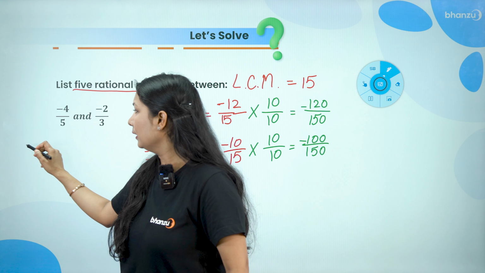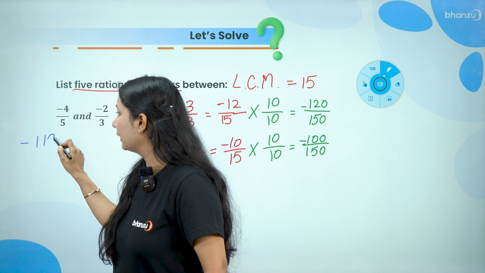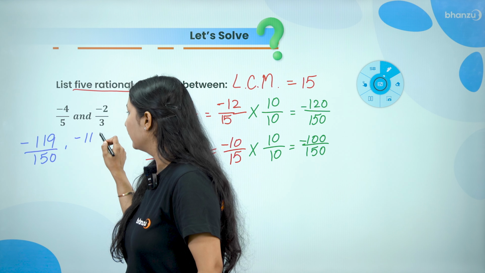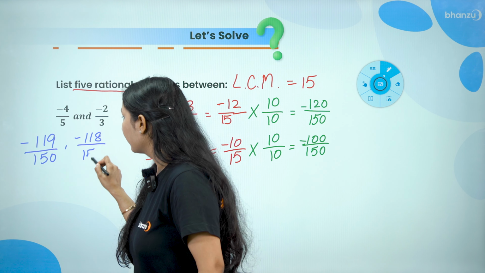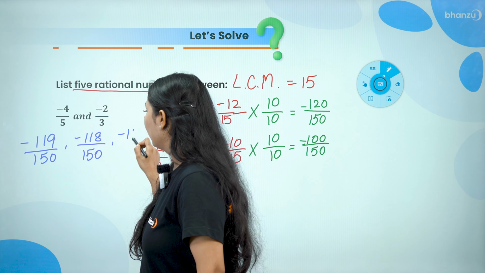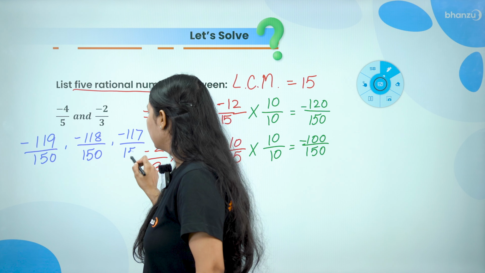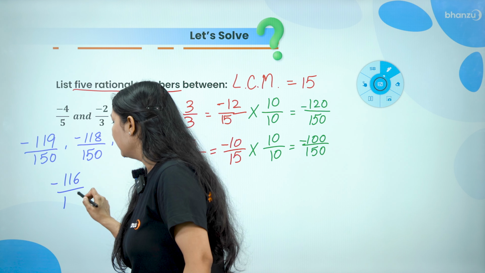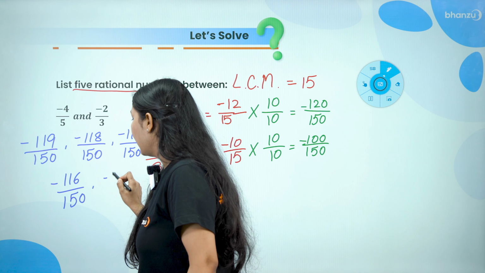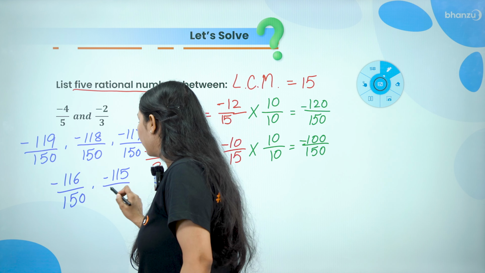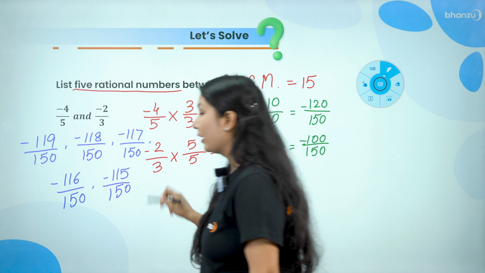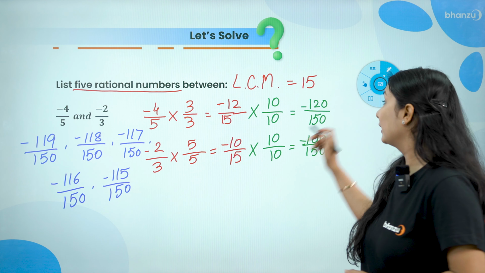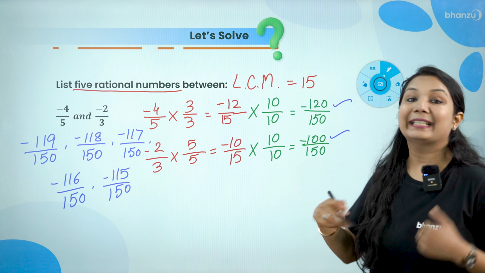So it can be minus 119 by 150, right? Minus 118 by 150, minus 117 by 150, minus 116 by 150 and last, minus 115 by 150. You can write more such rational numbers till minus 101 by 150 because we have more rational numbers between them.